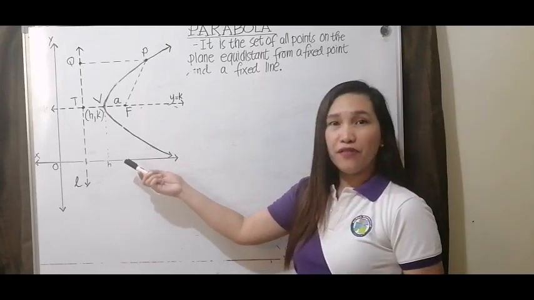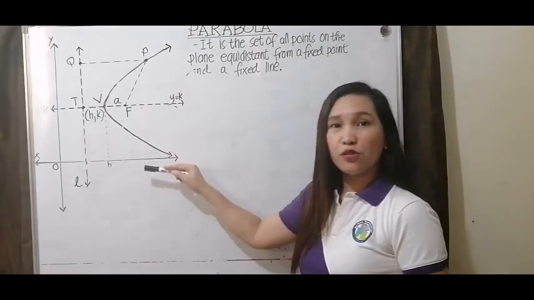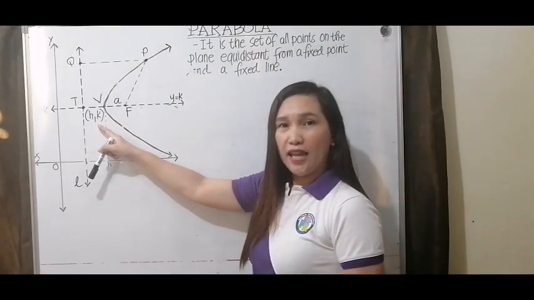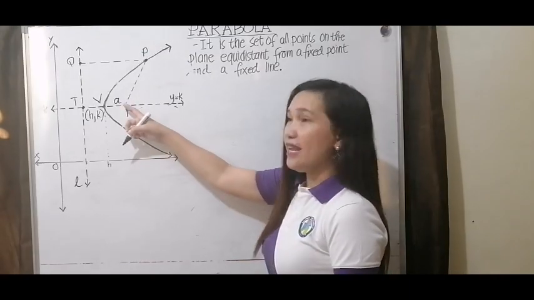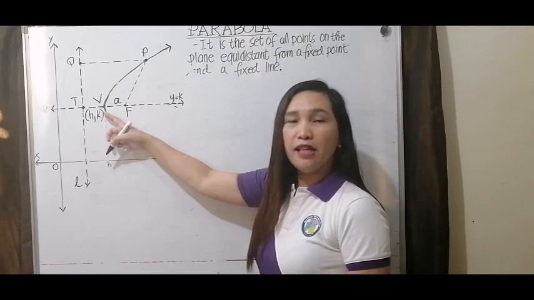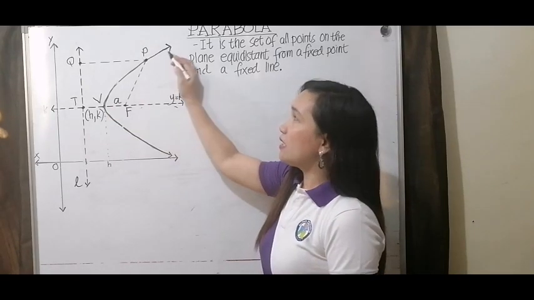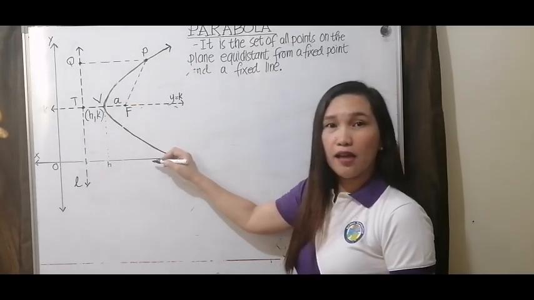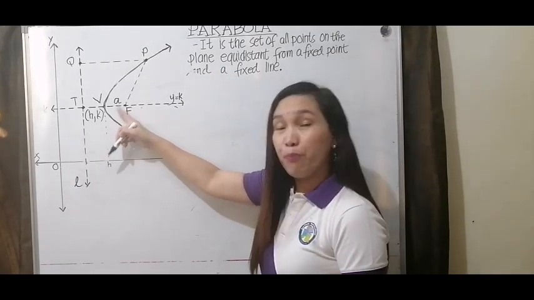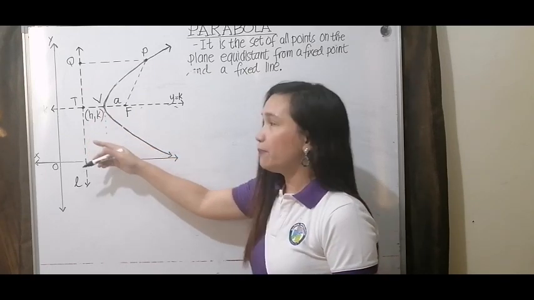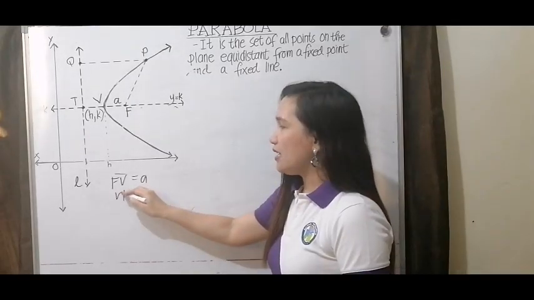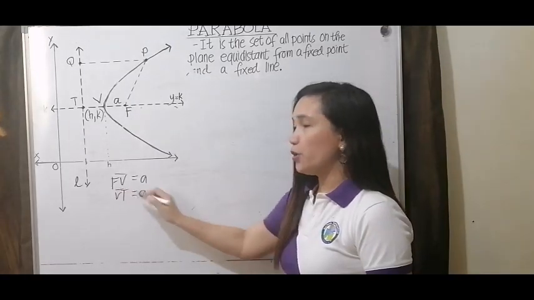Let's consider this figure, a parabola that opens to the right. Suppose the vertex has coordinates (h, k). Let us denote a as the undirected distance from the focus to the vertex. By the definition of the parabola, the distance from any point on the parabola to the focus must equal the distance from that point to the directrix. In other words, if FV is equal to a, then VT is also equal to a.